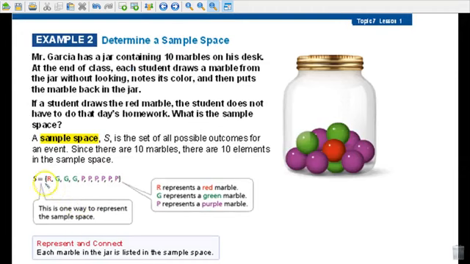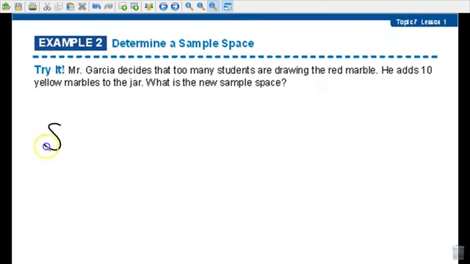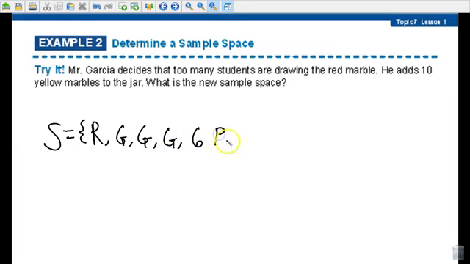So we see one R, 3 Gs, and then 6 Ps. So it would be S equals R, G, G, G, and then 6 Ps. I'm too lazy to do that. And then 10 Ys because I'm too lazy to do that also. And then we do our little bracket, or whatever thing it is. So this would be my new sample space.